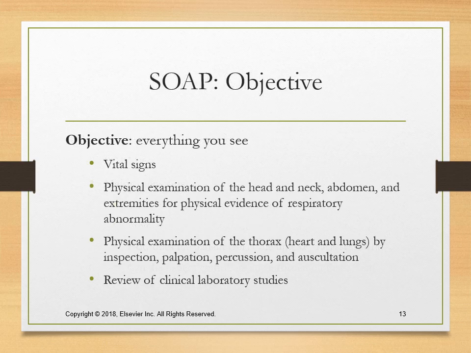Objective data is anything you can see or touch. Vital signs, physical examination of the head, neck, abdomen, and extremities for any respiratory abnormality, like fluid in the ankles, puffy ankles. Physical examination of the heart and lungs by inspecting, palpating, percussing, and listening. And review of laboratory results.